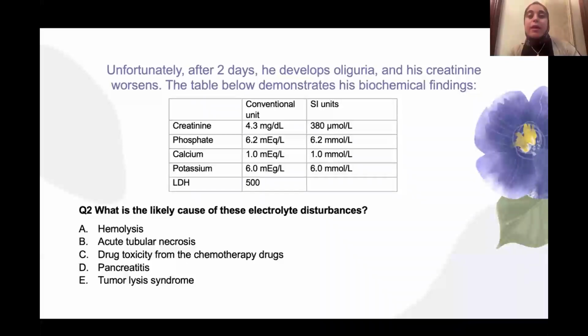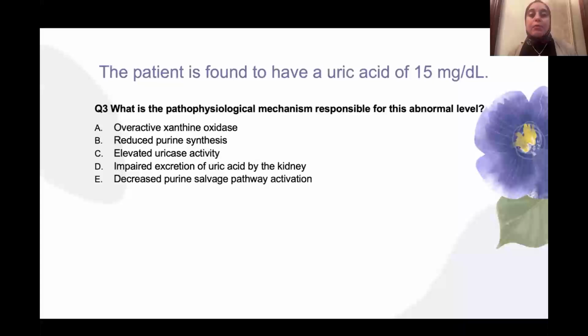The patient has high serum creatinine, yes, but there is also hyperphosphatemia. Calcium is low, there is high potassium and high LDH. All these are consistent with a diagnosis of tumor lysis syndrome. Remember that the patient has Burkitt's lymphoma and has already started chemotherapy, which may have contributed to this condition. The patient is found as well to have a uric acid of 15 milligrams per liter, which is high. What do you think is the pathophysiological mechanism responsible for this abnormal level?